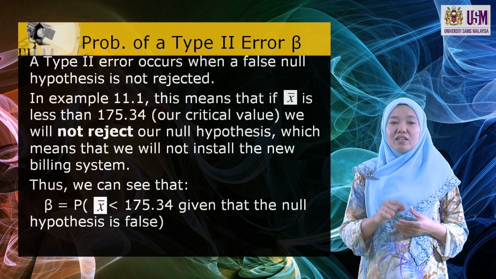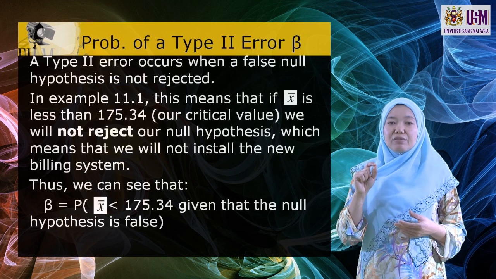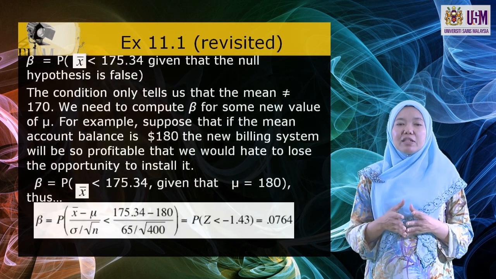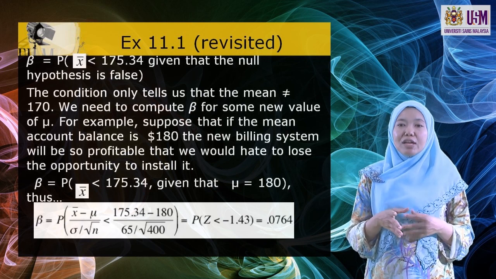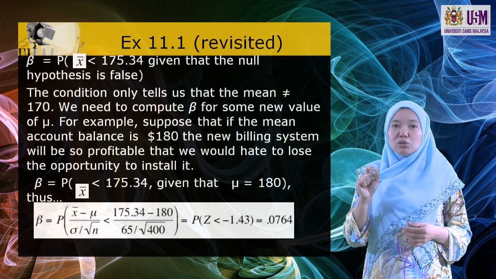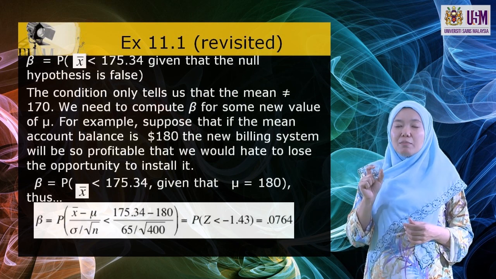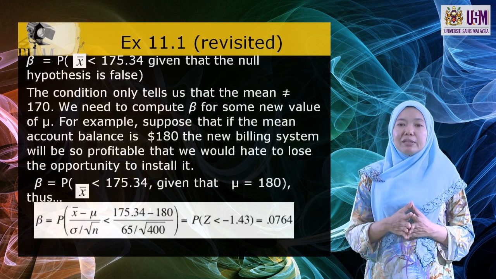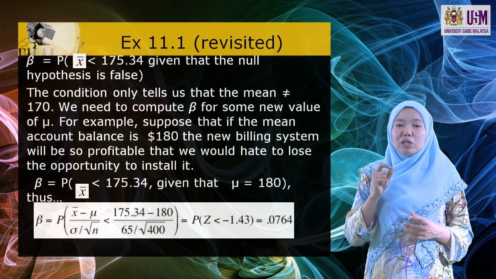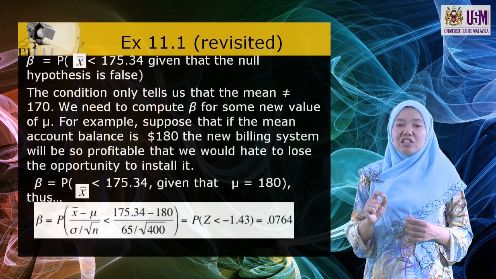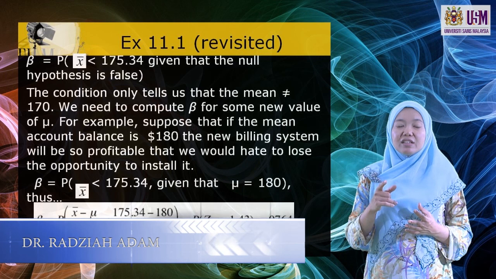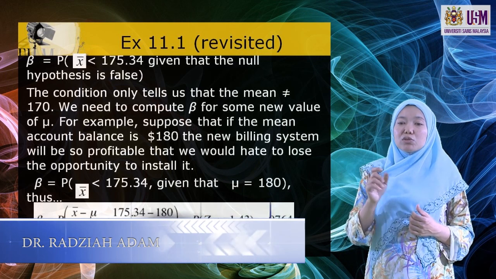So we can say that beta equals the probability of X bar less than 175.34 given that the null hypothesis is false. These conditions only tell us that the mean does not equal 170, so we need to compute beta for some new value of mu. For example, suppose that if the mean account balance is $180, the new billing system will be so profitable that we would hate to lose the opportunity to install it. So in this case, we calculate beta equals the probability of X bar less than 175.34, given that mu is now equal to $180.